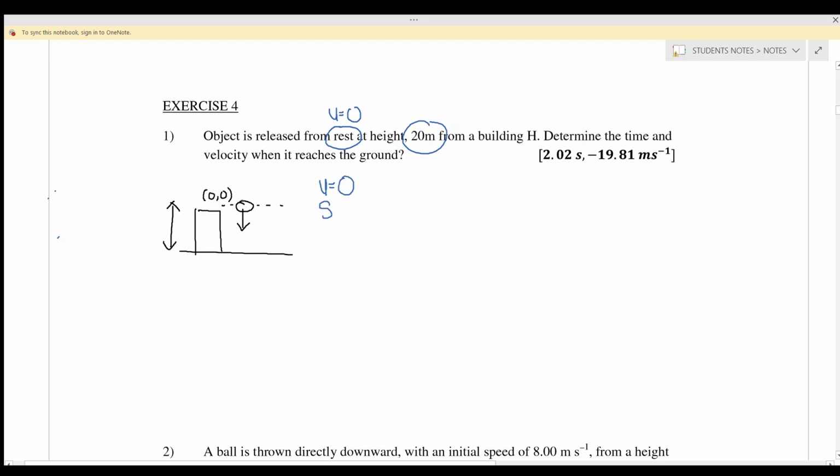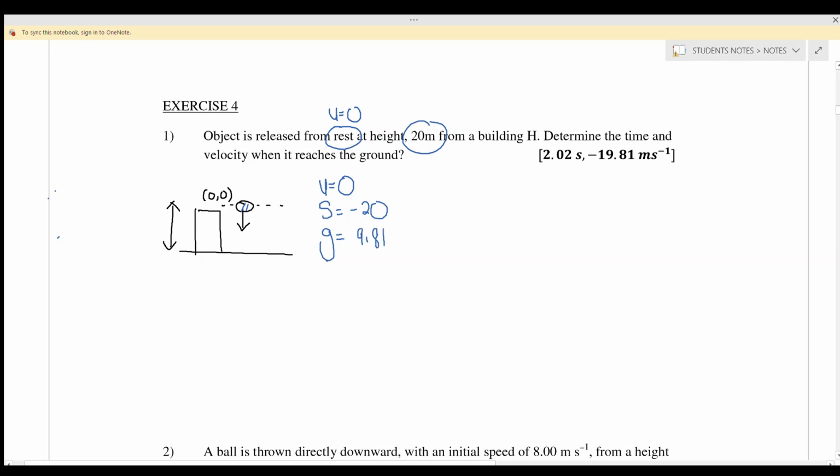Because the ball is falling downward, your s will equal negative 20. Why negative? Because the object is moving downward. If this is the point that you release, this will be the origin, 0, 0. So if you throw or release and it moves downward, you will get negative. Another piece of information that we need is g, which is always equal to 9.81.